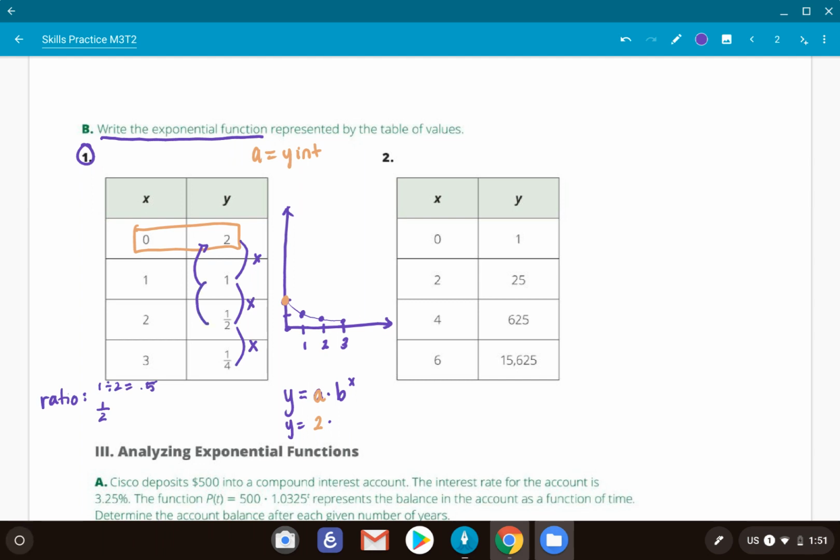And then let's just do the second one. 1/2 divided by 1 is equal to 1/2. And then the third one, if I were to do 1/4 divided by 1/2, that's equal to 1/2. So our common ratio, our b value, is 1/2 to the x power.